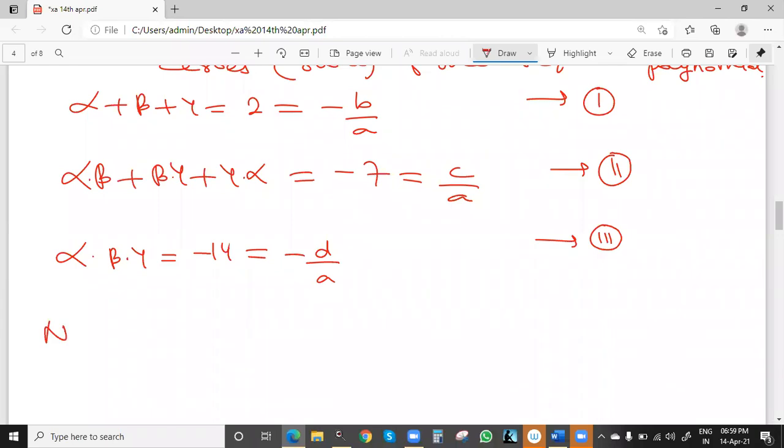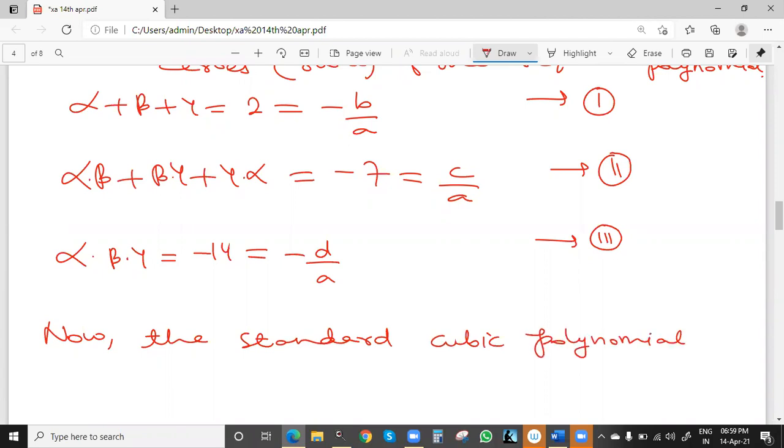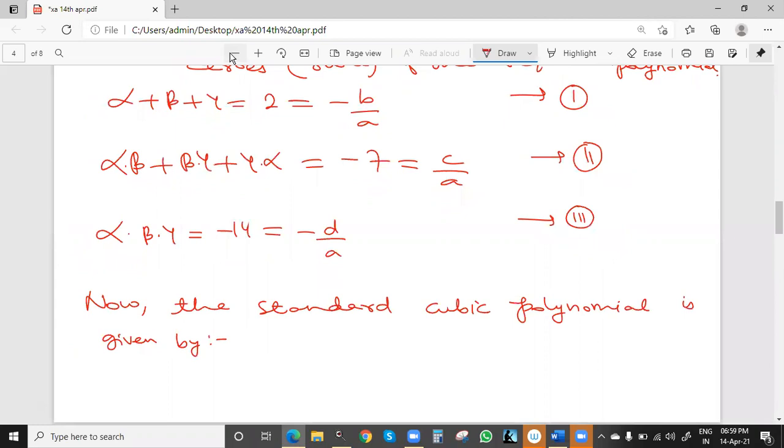One line we just have to write now. The standard cubic polynomial is given by p(x), for polynomial in terms of x. So this will be ax cube plus bx square plus cx plus d.